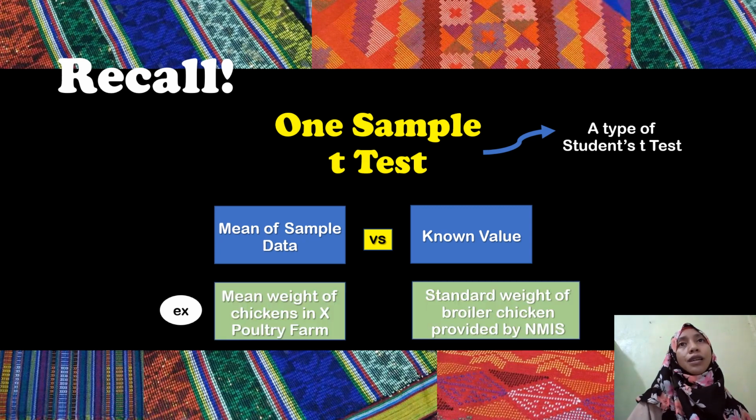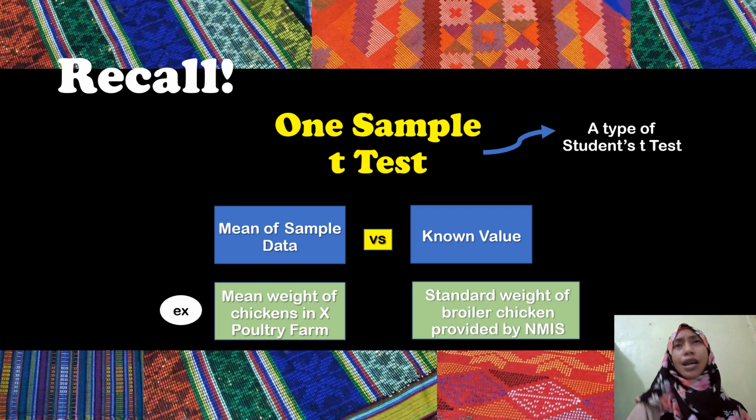For example, let us assume that as a student researcher, you decided to investigate the effectiveness of brown algae as chicken feeds of poultry chickens. You then decided to compare the mean weight of your experimental chickens to the standard mean weight of poultry chickens as provided by the National Meat Inspection Service, or NMIS.